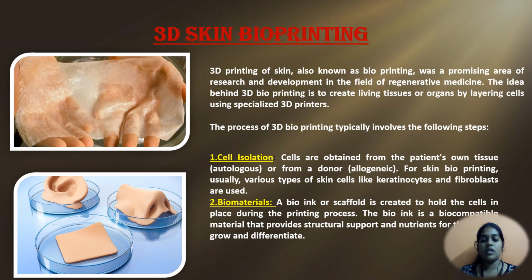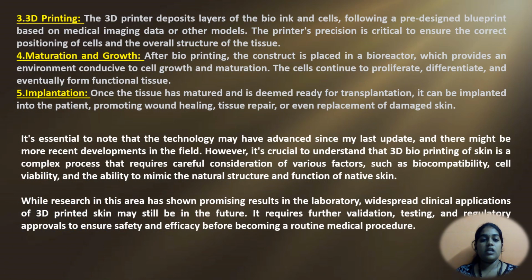Biomaterials. A bioink is created to hold the cells in place during the printing process. This bioink plays a crucial role in providing structural support and nutrition for growth and differentiation. 3D printing. The 3D printer deposits layers of the bioink and cells, following the pre-designed blueprint based on medical imaging data or other models. The printer's precision is crucial to ensure the correct positioning of the cells and overall structure.